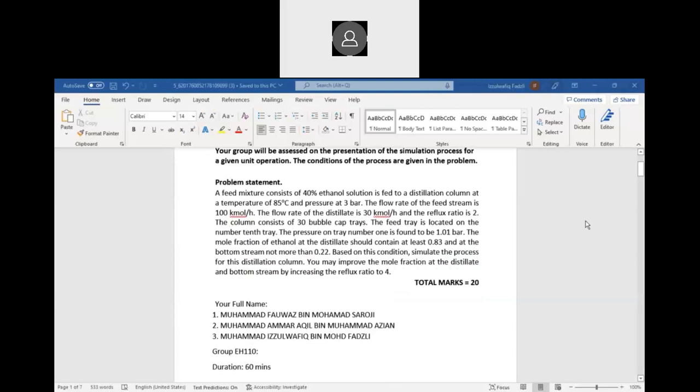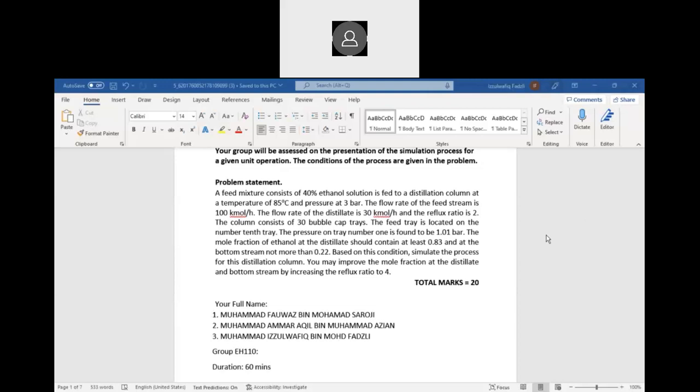The problem statement is: a feed mixture consisting of 14% ethanol solution is fed to a distillation column at a temperature of 85 degrees Celsius and pressure of 3 bar. The flow rate of the feed stream is 100 kmol per hour. The flow rate of the distillate is 30 kmol per hour and the reflux ratio is 2. The column consists of 30 bubble cap trays. The feed tray is located on tray number 10.